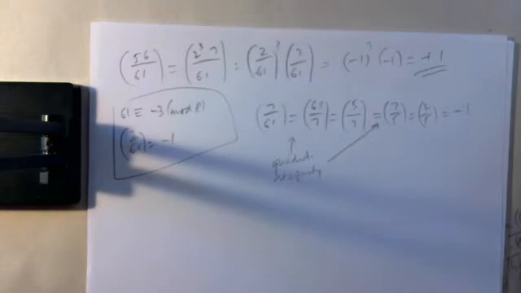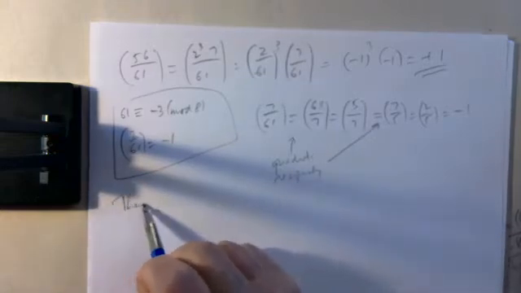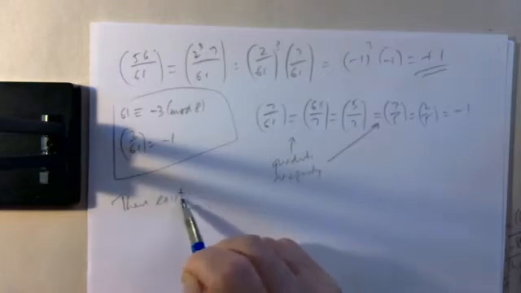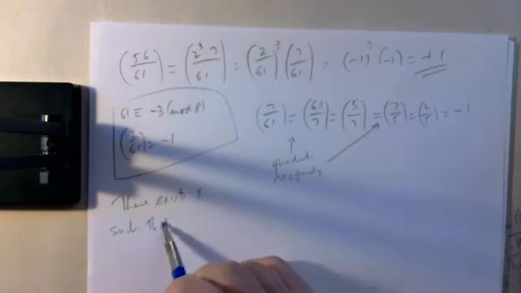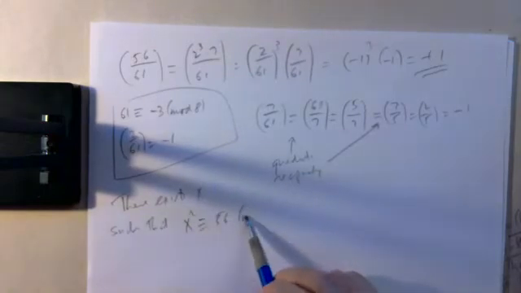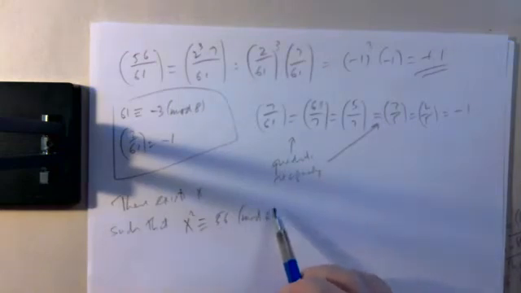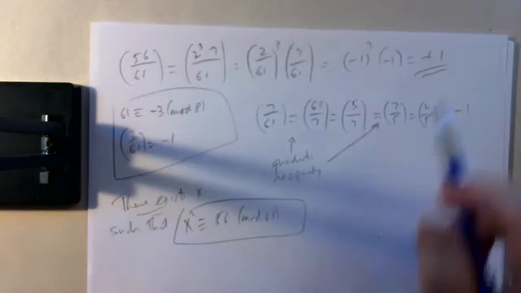This method doesn't tell us how to find the solution. So we know that there exists an integer x such that x squared is congruent to 56 mod 61. There exists, but this doesn't tell us how to find it.